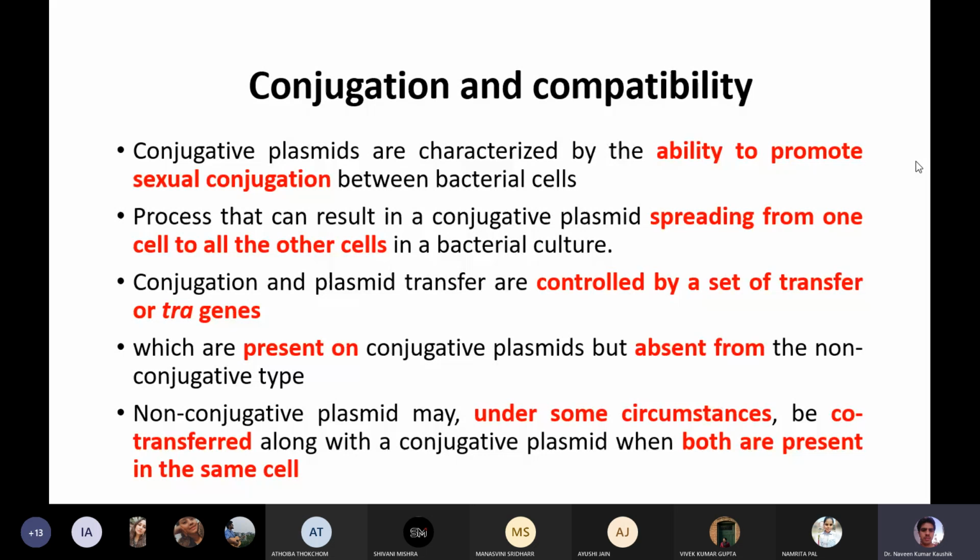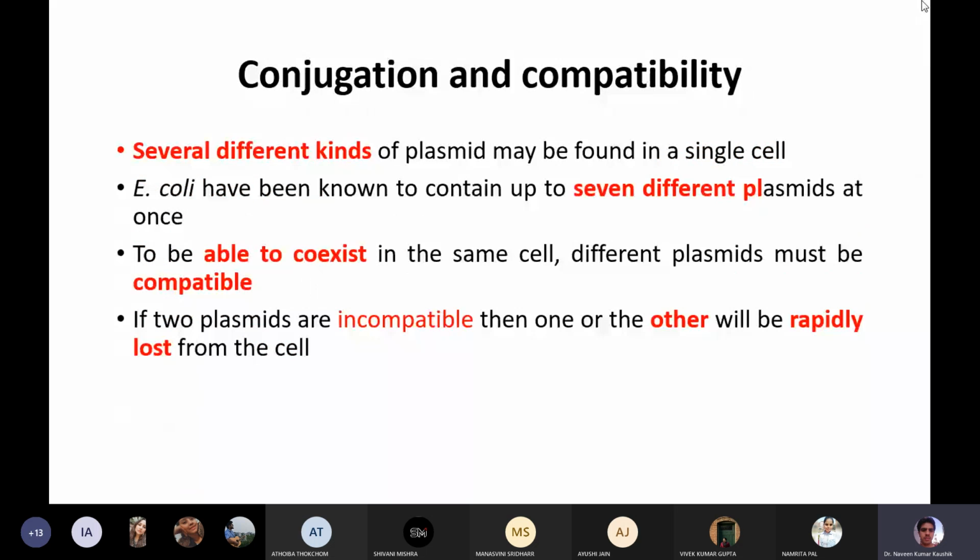Depending on compatibility, plasmids are able to coexist. If they are coexisting, it means they have compatibility. If plasmids are incompatible, then one or the other will be rapidly lost. If you feel two plasmids are not compatible, and you still transfer them by artificial means, they are not going to stay together. Through the replication process, they are going to lose one or both of them. So only one will stay; the two can't stay together.